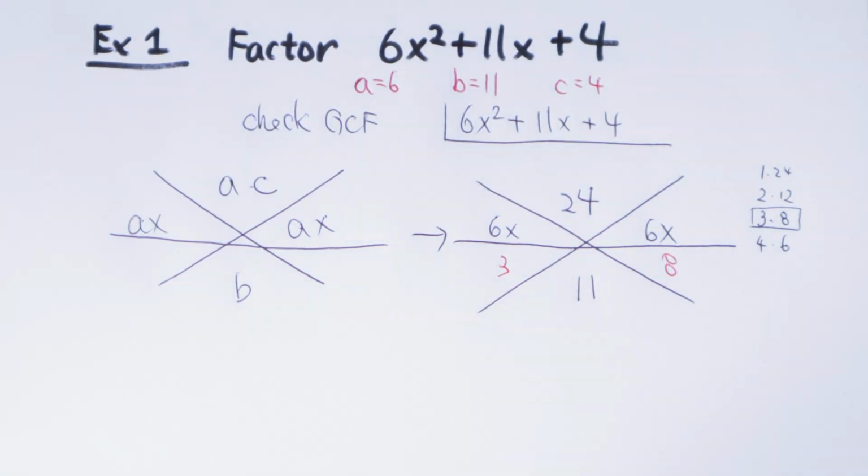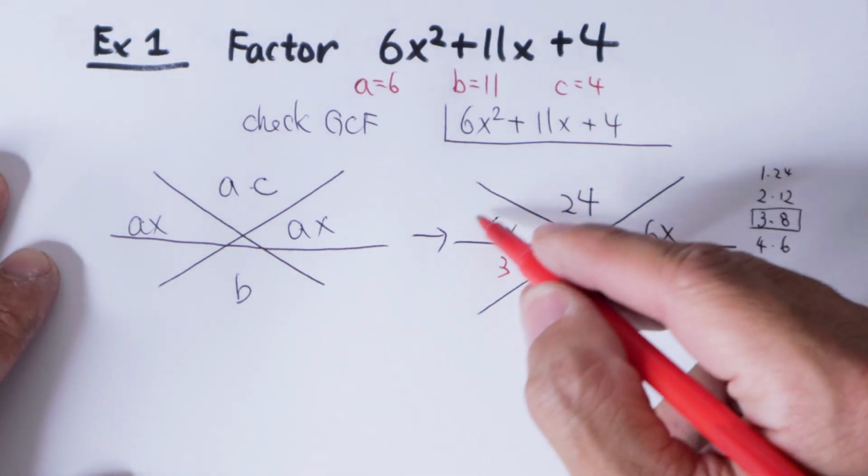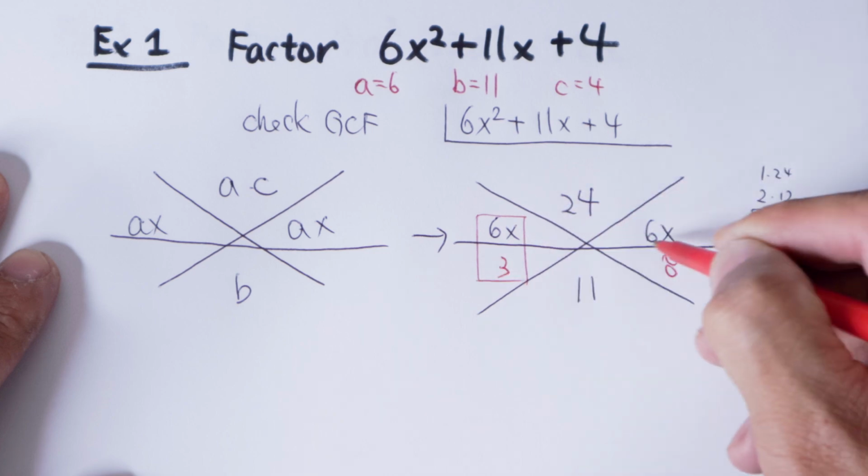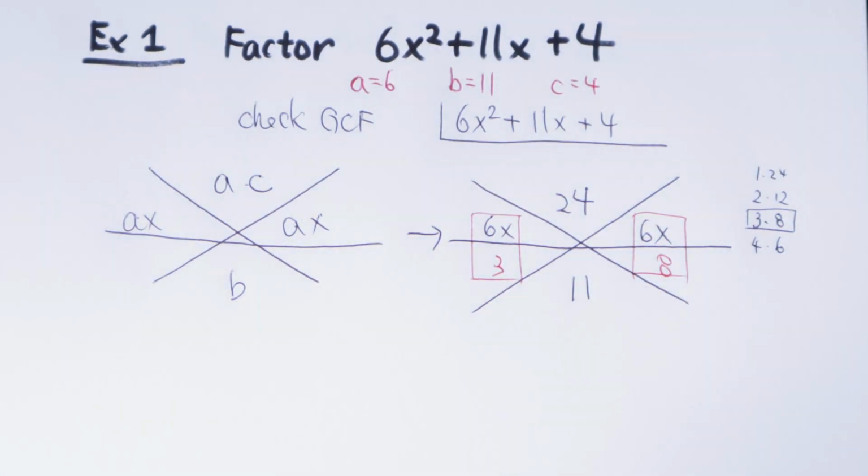Now, this is something new. Once you found 3 and 8, do not, I repeat, do not jump straight to your answer. Because I want you to look at these two sides of the star method. They look like a fraction, don't they? Because there's a fraction bar. And in the past, when you learned fractions, you were asked all the time to see if you could reduce the fraction. Reduce, I repeat, reduce the fraction.